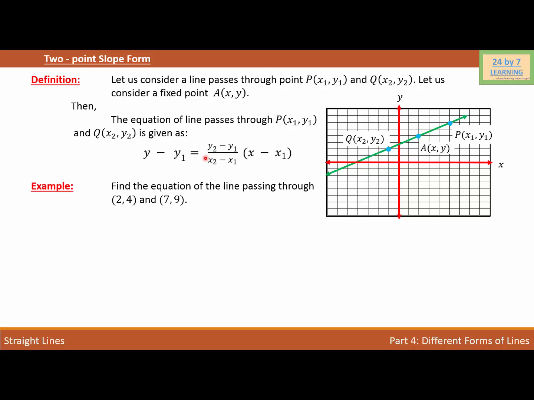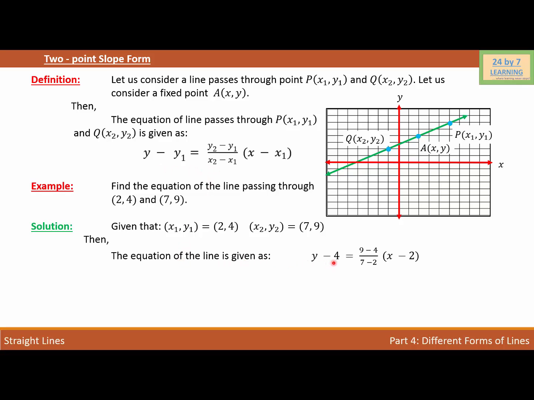So my example is find the equation of the line passing through 2, 4 and 7, 9. So as you can see, it is given that x1, y1 is 2, 4 and x2, y2 is 7, 9. Now let's use the formula for the 2-point slope form, which is this formula. So if I do that, I will write y minus 4 is equal to 9 minus 4 over 7 minus 2 times x minus 2. So basically what I'm doing, I'm substituting the value of x1, y1 and x2, y2 in this equation, and if I do that, I will get this.